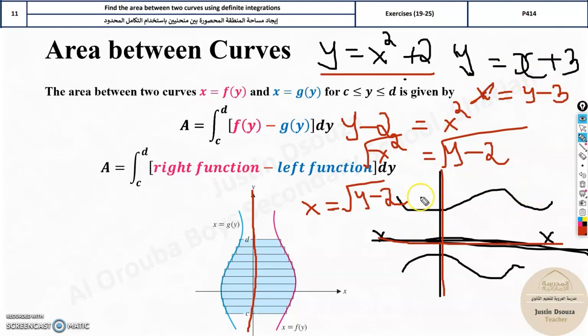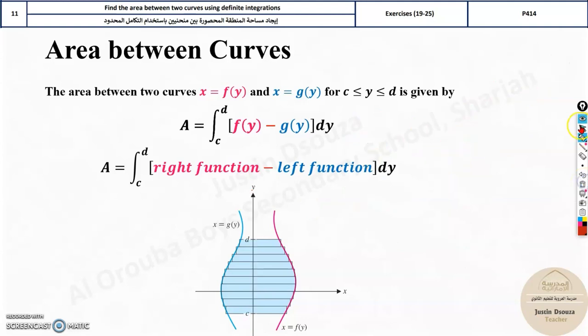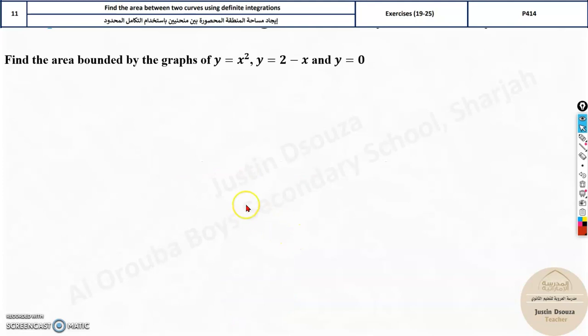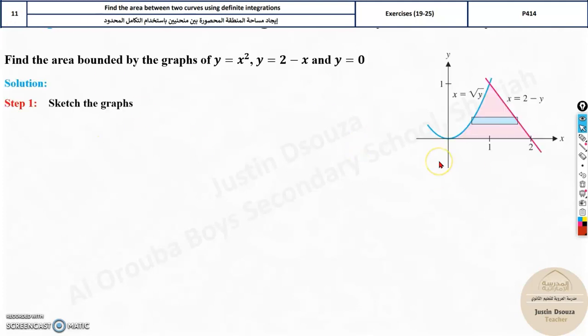I hope you understand the difference on when to change or when to swap. It depends on the figure. Now we will see the problem, and you will understand much better. For example, over here we have: find the area bounded by the graphs of y equals x squared, y equals 2 minus x, and y equals 0. So this is it, right? First, you need to understand a little bit of the function by graphing. Even if you do not graph, you can solve it, but graphing makes it much easier. Now, you have this graph over here.